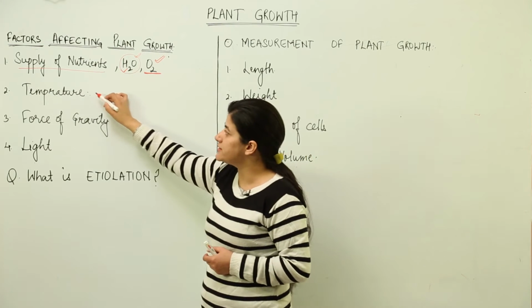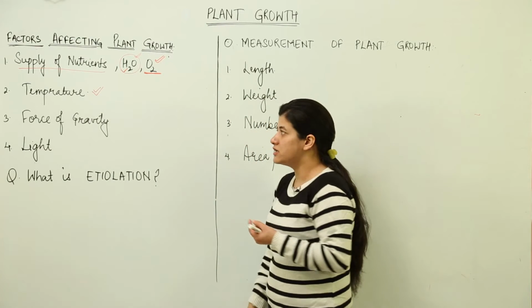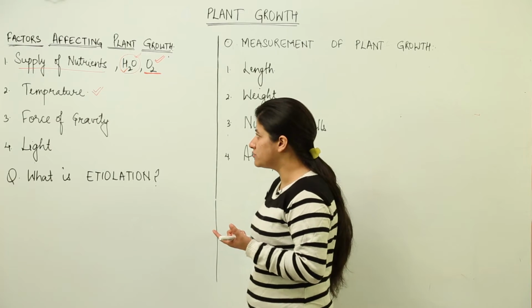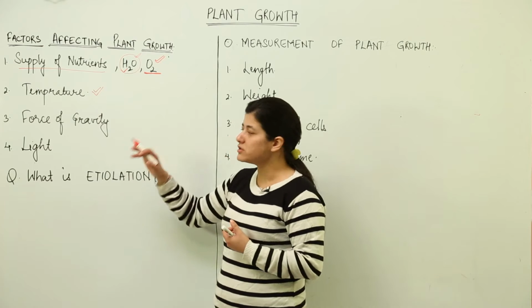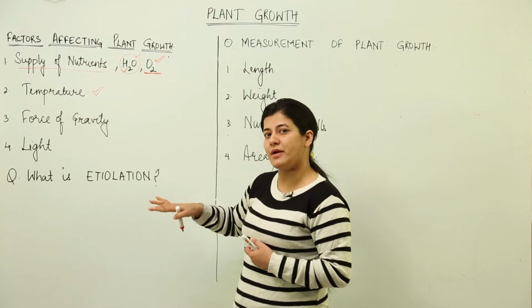Now next one is temperature. How important is temperature? We know that an increase of 1 degree Celsius in our body temperature can result in convulsions, fever, and decreased efficiency. So is the case with plants as well, because plant cells are also enzymatically driven.